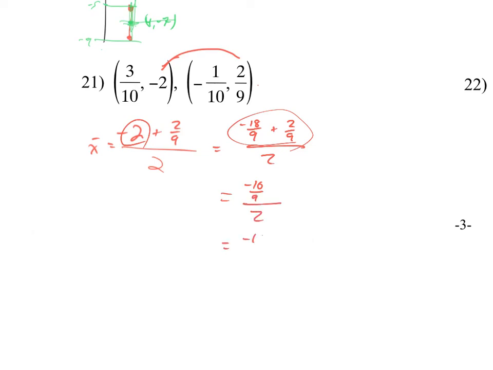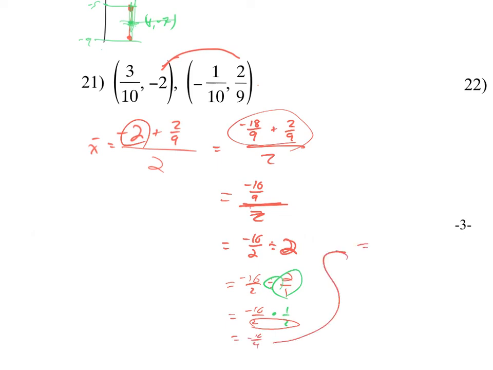And if you divide fractions, you can think about this like this. This is divided by 2. I'm going to think about 2 like that. And really, when you divide fractions, you flip the second piece and you multiply. So let's multiply by 1 over 2, which is nice because this becomes negative 16 over 4, and negative 16 over 4 is just negative 4. So the average x is negative 4.